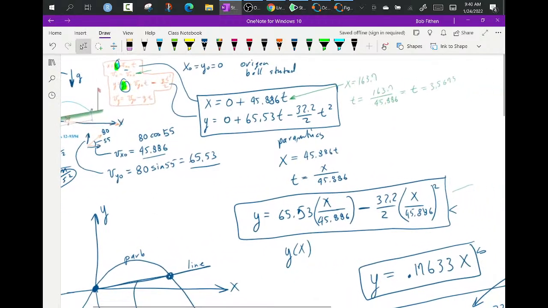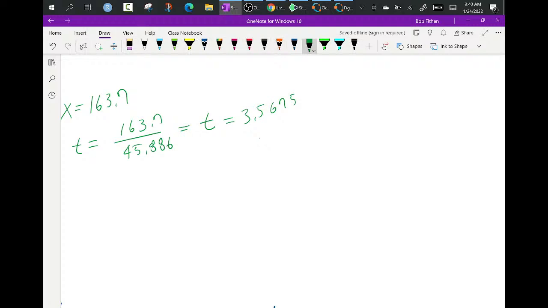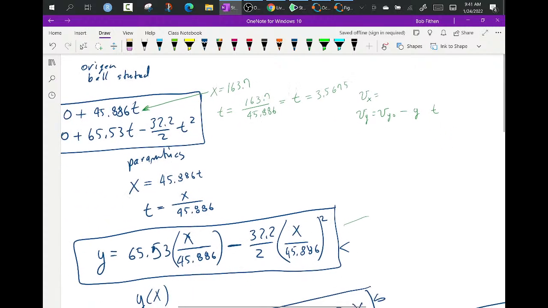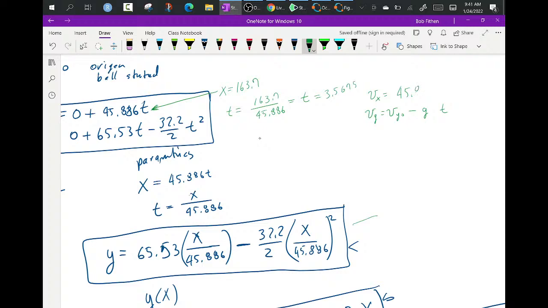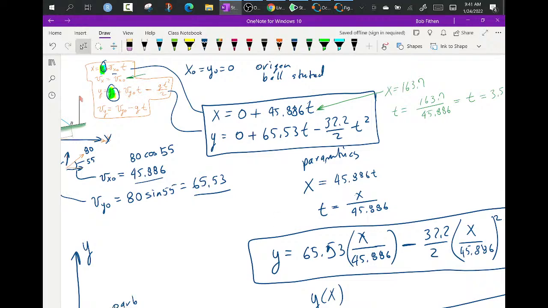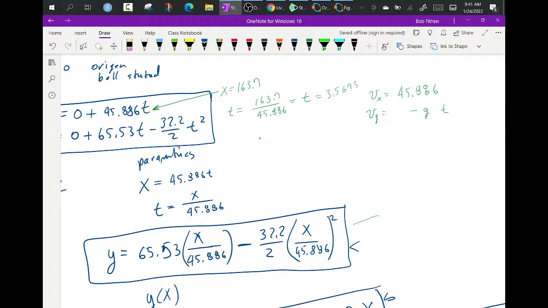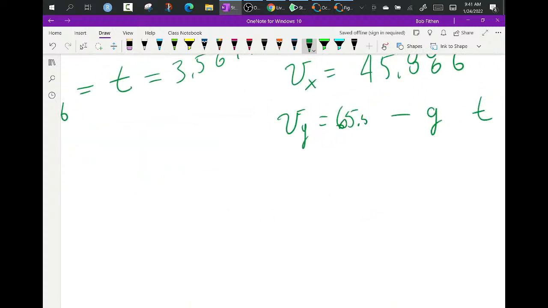All you got to do is go over here and say, let me zoom in. You just go over here and say, well, Vx is equal to Vx naught, and Vy is equal to Vy naught minus G times T. Now, I'll have to remember what Vx naught was. 45.886. Vy was 65.53. Okay. Here, to make it so that I can write legibly. And then G was 32.2.